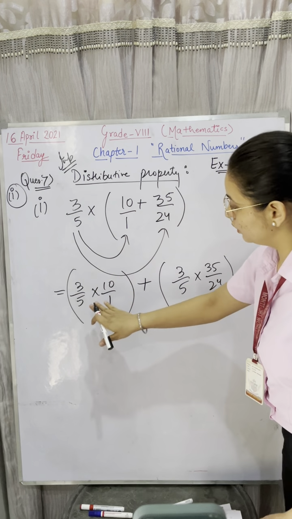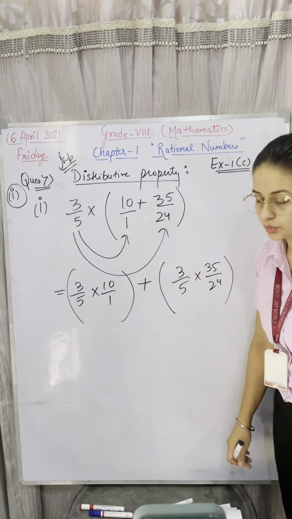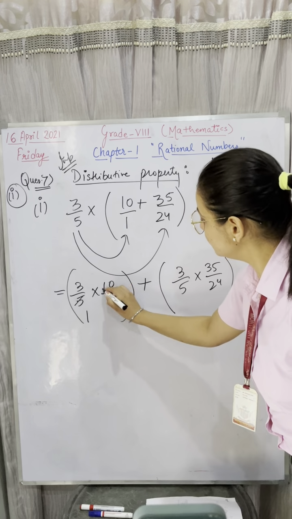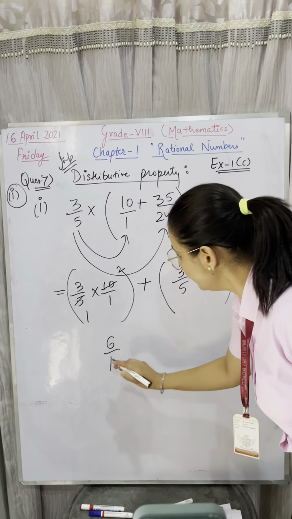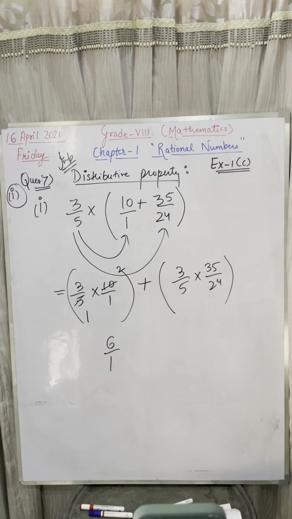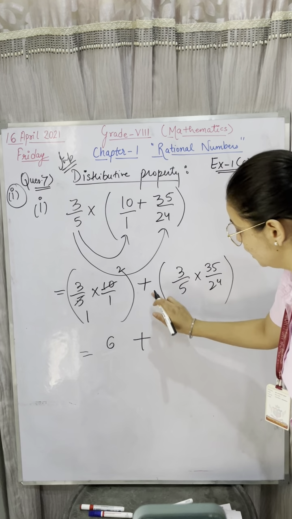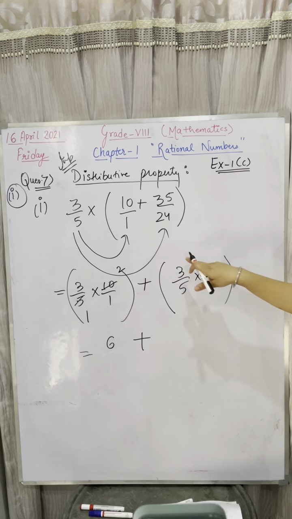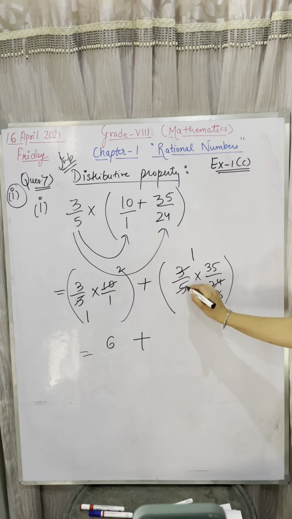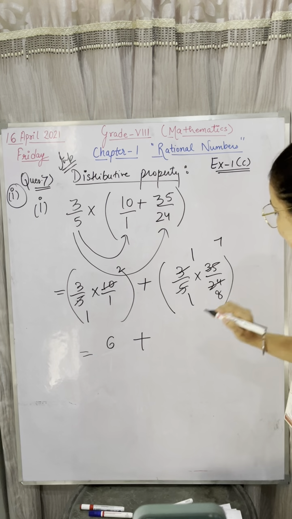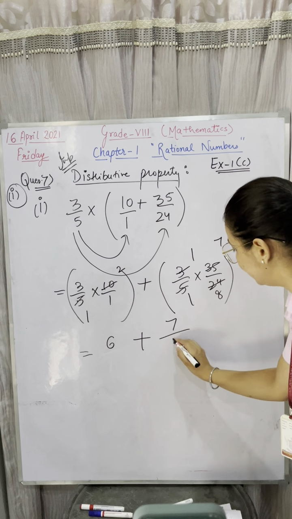Now please see, can we cancel anything in this bracket? Yes, we can cancel 5. 5 ones are 5, 5 twos are 10. So what is left? 3 twos are 6, 6 upon 1, or you can write 6. Put this plus sign as it is. Now can we cancel anything here? Yes, 3 ones are 3, 3 eights are 24. 5 ones are 5, 5 sevens are 35. So what is left? 7 into 1, 7, divided by 1 into 8, 8.